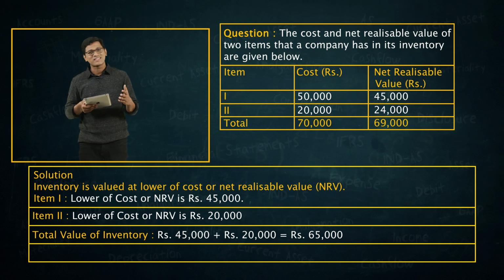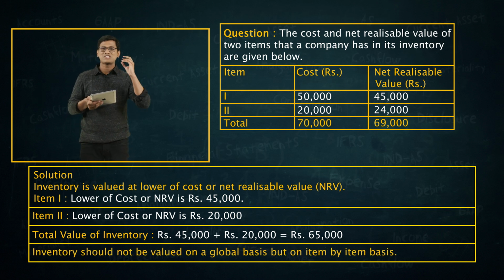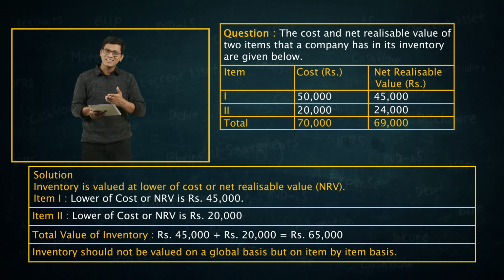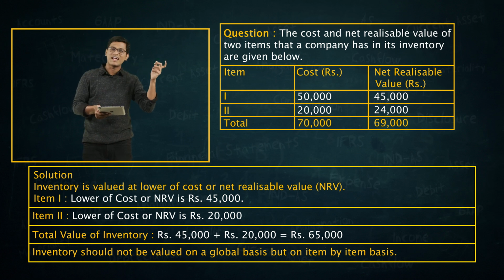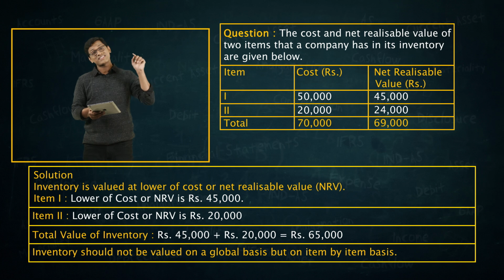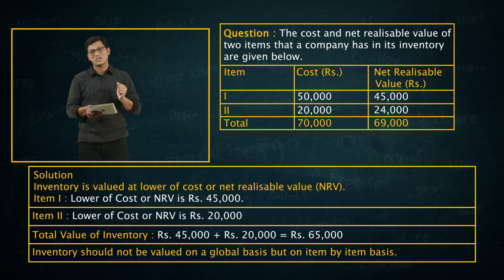So we understood that if possible, item by item basis is the most appropriate one, and that's possible, that's given in the question. So for each item, look at the cost and the net realizable value. Based on that, 45,000 plus 20,000, 65,000 should be the total inventory value, not 69,000.